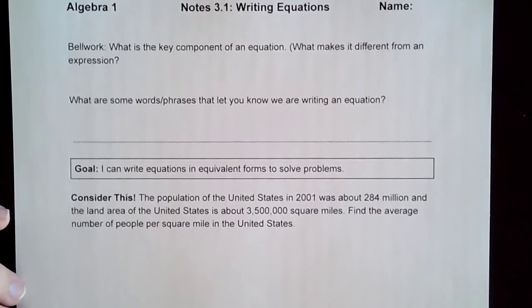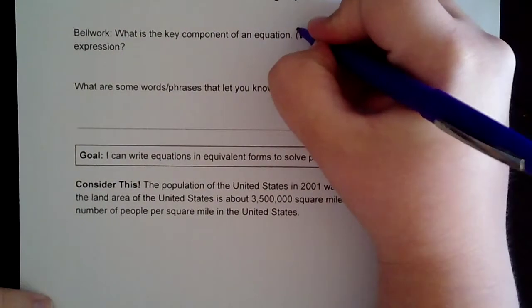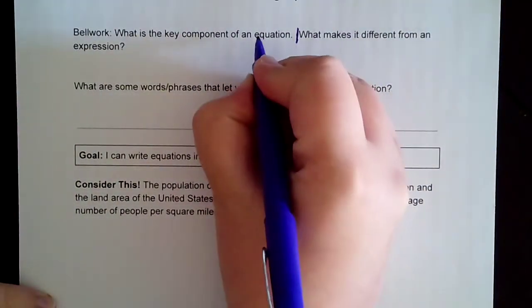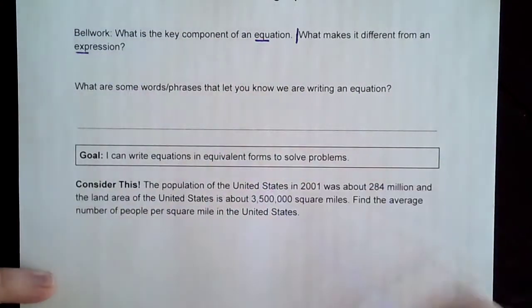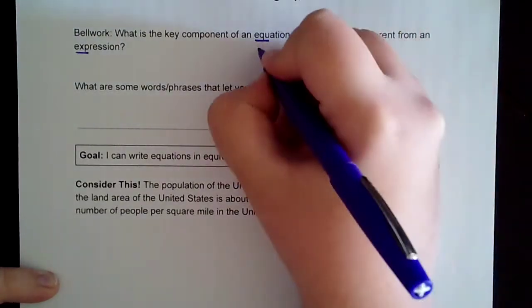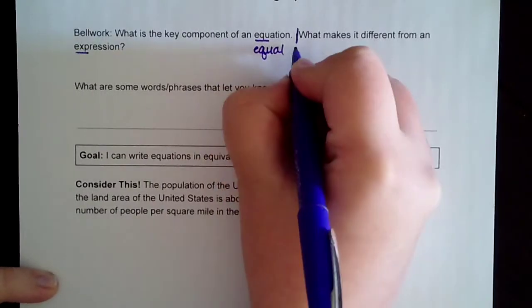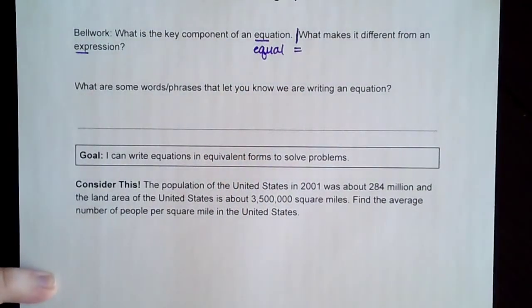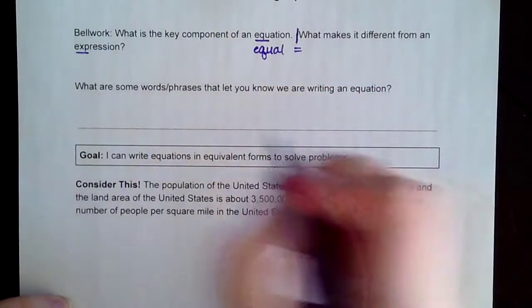What is the key component of an equation and what makes it different from an expression? Well, the one thing that I always remember is that equation starts with EQ while expression starts with EX. Now, why does that matter? What does that tell us? Well, I always remember that equation sounds a lot like equals or equal to. And that reminds me that equal has a sign, whereas EX or EXP doesn't really have a sign. So the key component of an equation is an equal sign, and that's what makes it different from an expression.